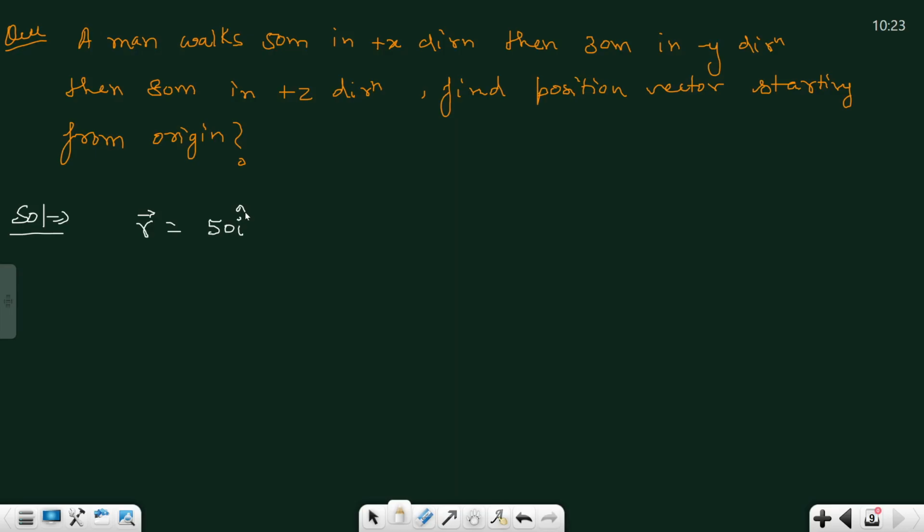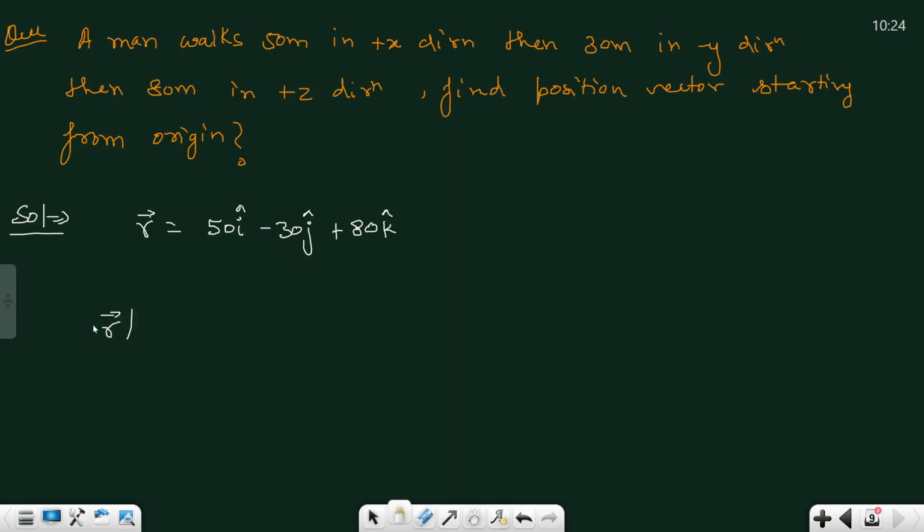Correct? Yes, sir. Then 30 meter in minus y, so that is minus 30 j cap. Then 80 meter in plus z direction, so 80 meter plus k cap. This is simple, it is not that difficult. A vector just shows you the direction that you move: 50 meter in x direction, 30 meter in minus y direction, and 80 meter in plus z. Clear?